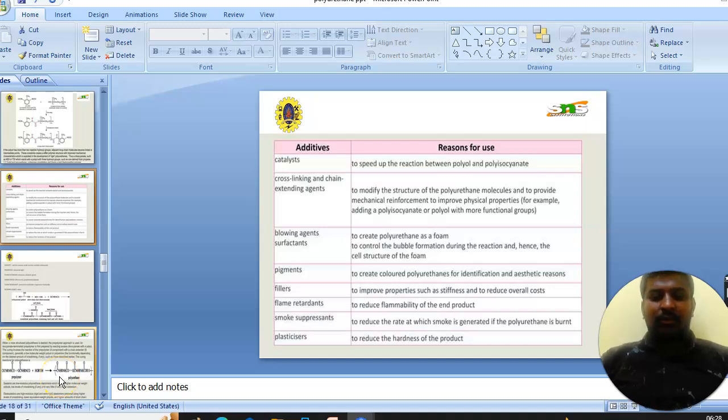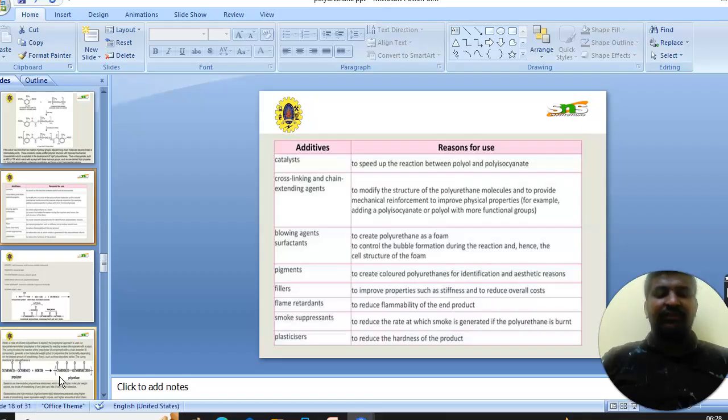Hi, good morning. In the previous PPT, we discussed the detailed description of how it was produced. In this PPT, we discuss the manufacturing technique used for the fabrication of the polyurethane.